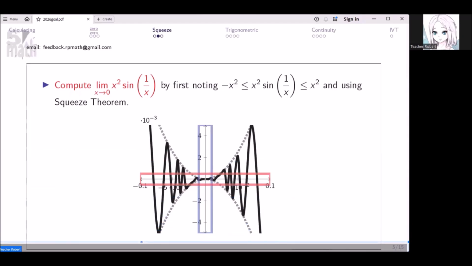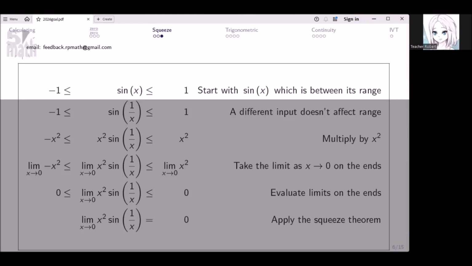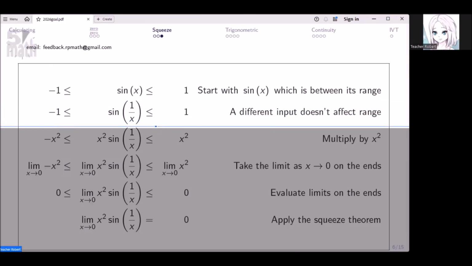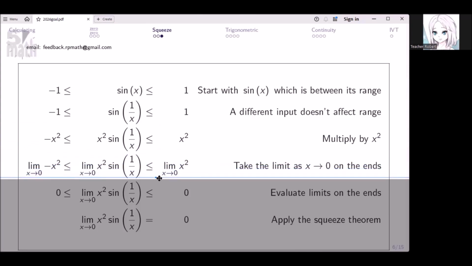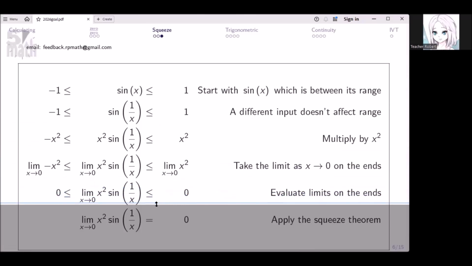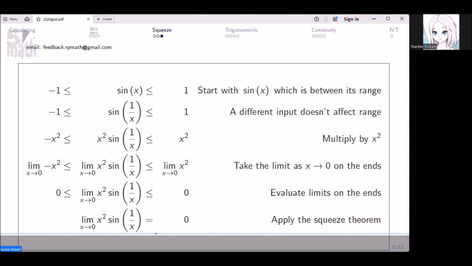Here is a picture. Start with sine x, which is between its range. A different input does not affect range. Multiply by x squared. Take the limit as x approaches 0 on its ends. Evaluate limits on the ends. This applies the squeeze theorem.